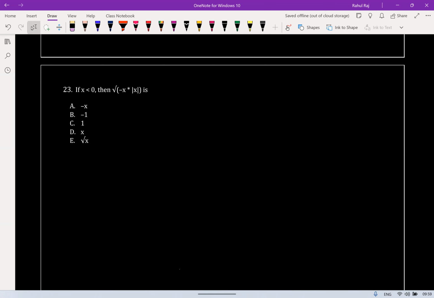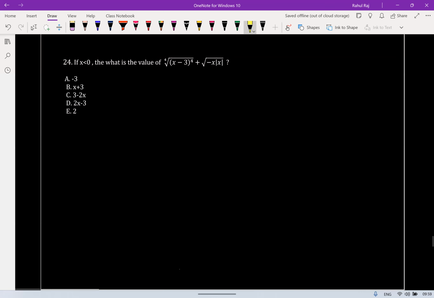I solved this for you yesterday. In the last class, I solved this question, by the way. Oh yeah, you did. A is the right answer, right? Yeah. And I think I have solved question number 24 also, just to make you understand the concept of mod. They're beautiful questions. Yeah, you solved this already. The answer is A.